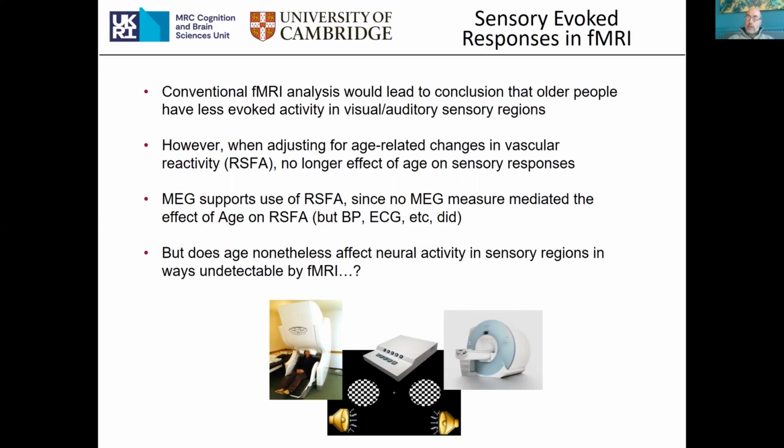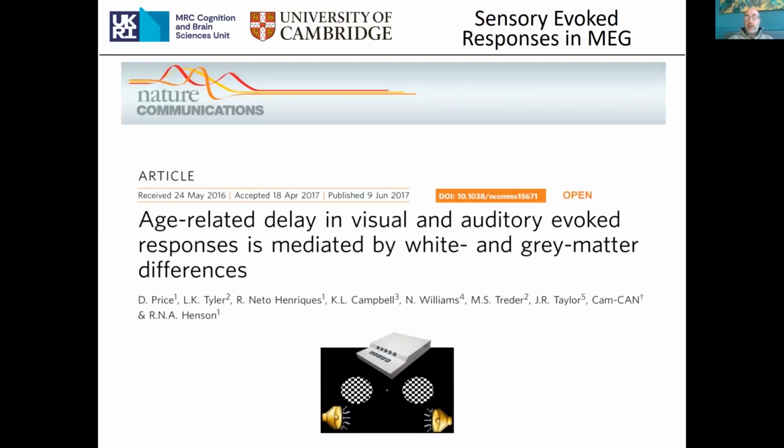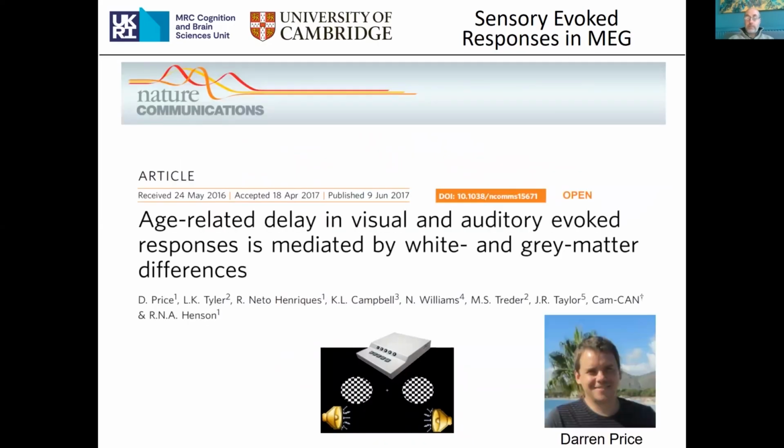But I'm not trying to claim that age has no effect on neural activity in early sensory regions, just that it's hard to detect with fMRI. Because maybe age does affect neural activity, for example, the latency of evoked responses, that's at a scale which you just can't see with fMRI. And that brings me to this second study, which used the same task, but now in MEG. And this was led by Darren Price, a postdoc on the CamCAN project.